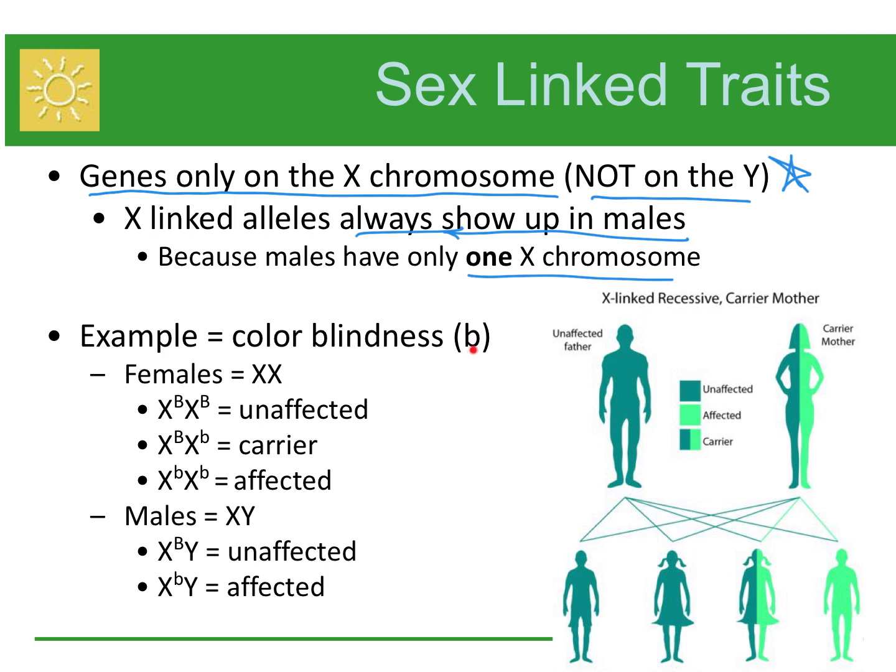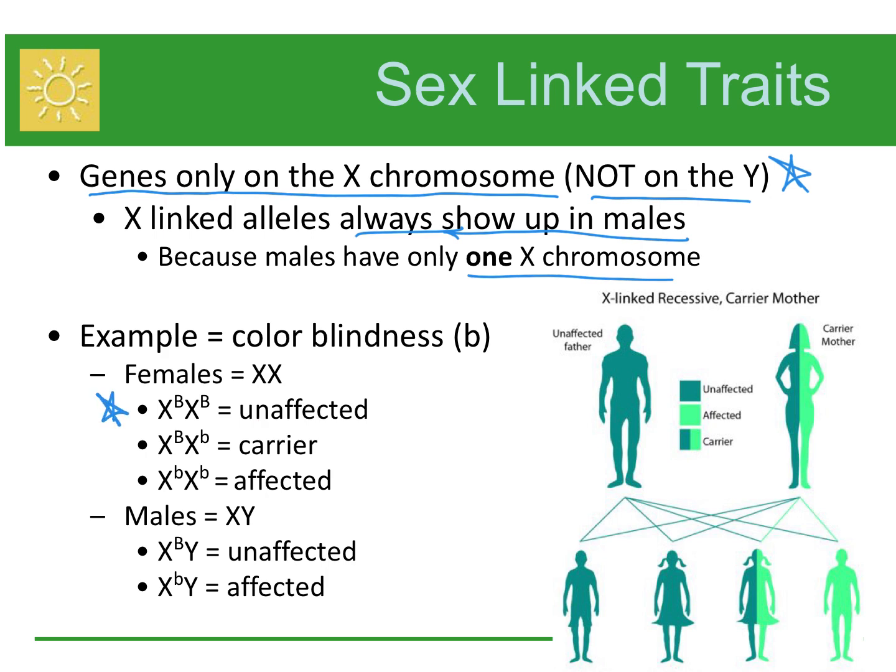It's going to be considered recessive in a female, and I'll show you what I mean. Okay, so normal vision is going to be represented with a capital B. Females have XX for their sex alleles. So if a female is unaffected, she sees color just fine, and we would write her genotype as X superscript capital B, X superscript capital B. That means she's completely unaffected by color blindness.